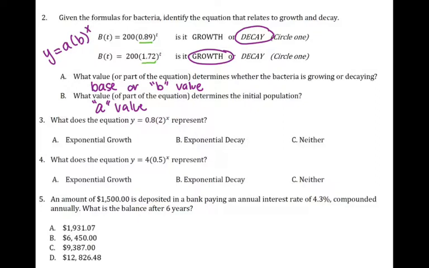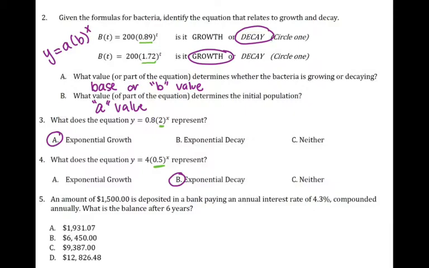What does the equation y equals 0.8 times 2 to the x represent? Again, I'm going to check out my base to determine if it is exponential growth or exponential decay, and 2 is most definitely greater than 1, so that is exponential growth. Number 4, what does the equation y equals 4 times 0.5 to the x represent? 0.5 is less than 1, so that is going to be decay.